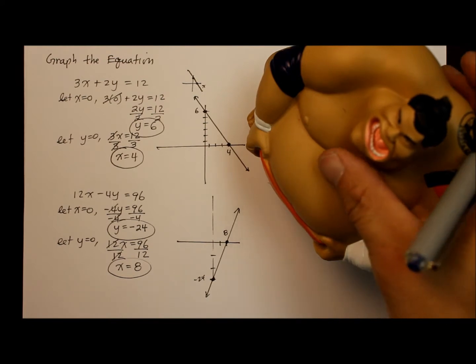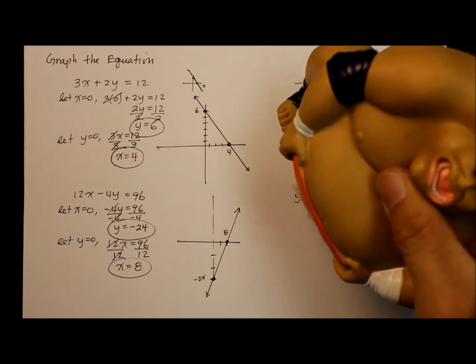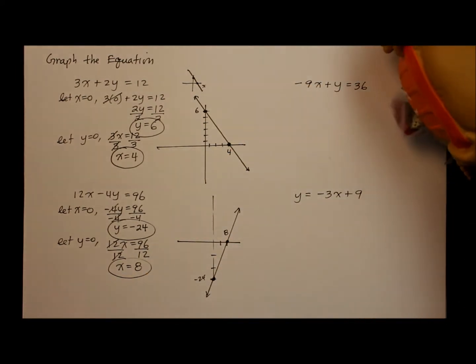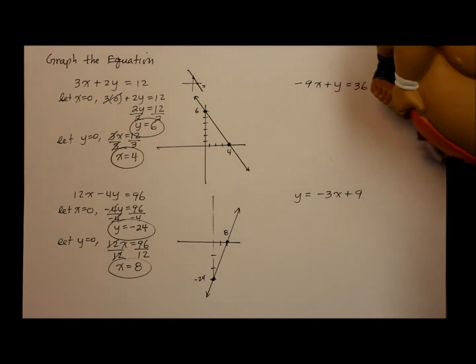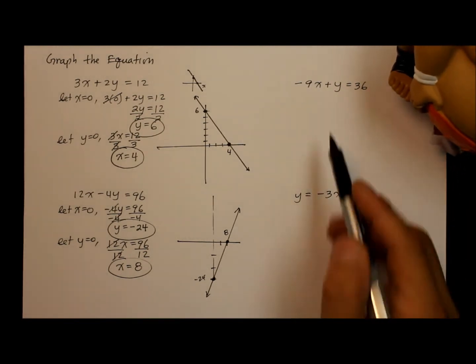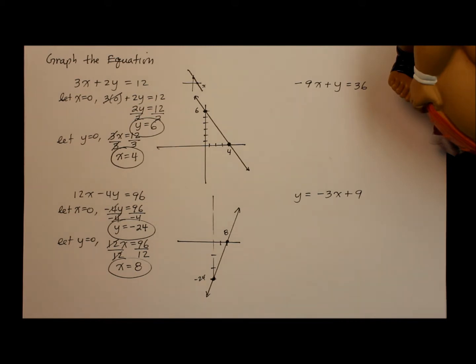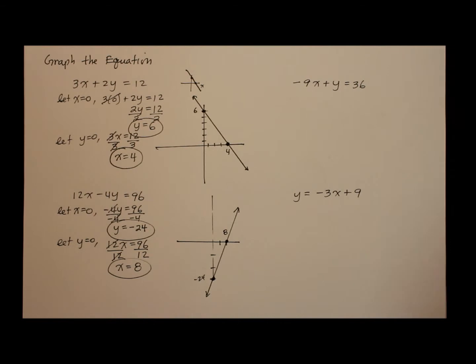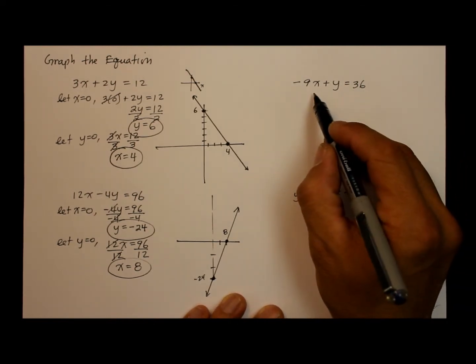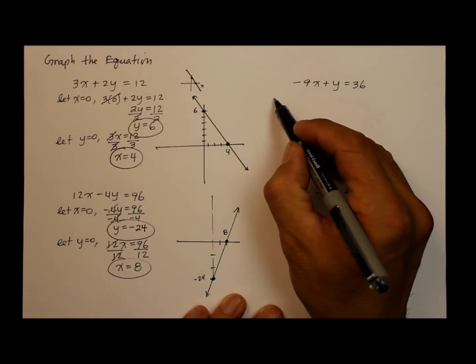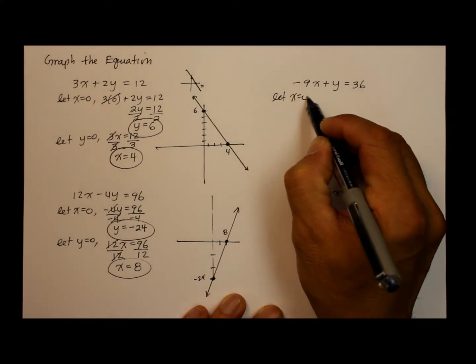Okay? Now, Banzai! Now I want you to try this one and that one. Good. So you said, let x equal 0. Very good. Let x equal 0.